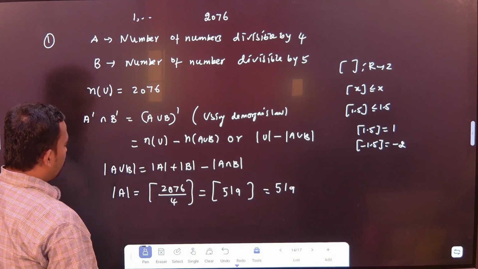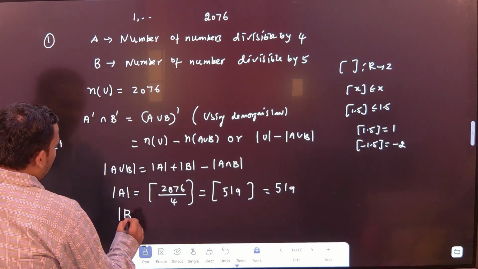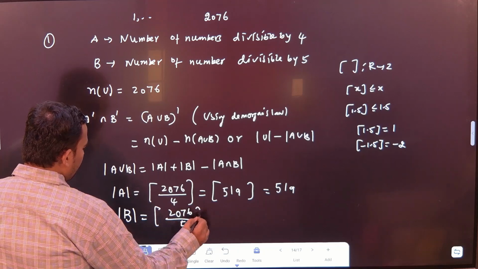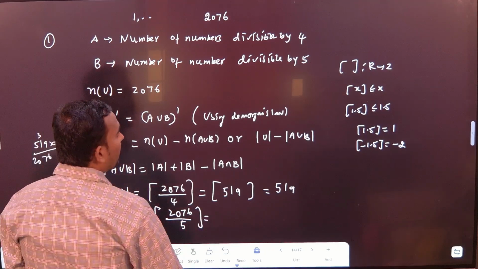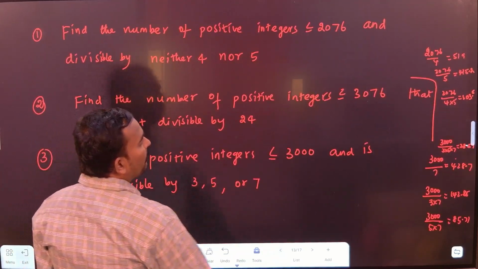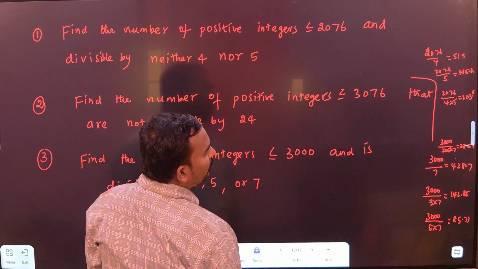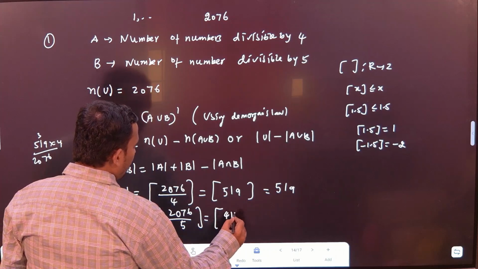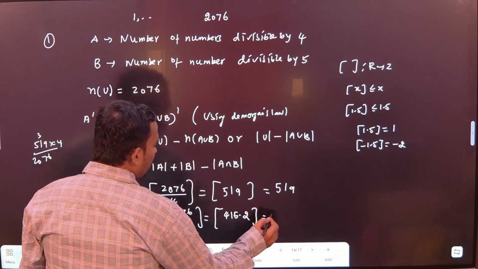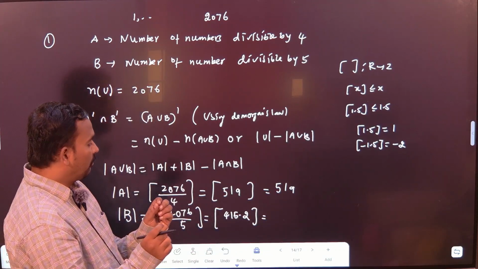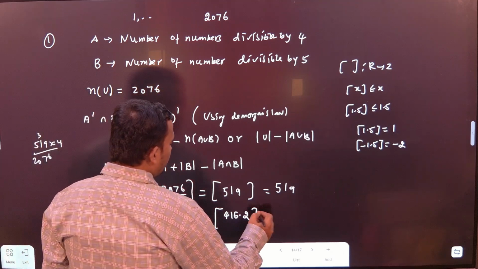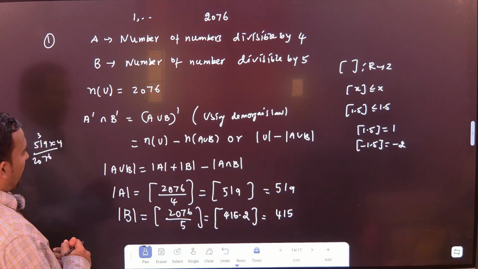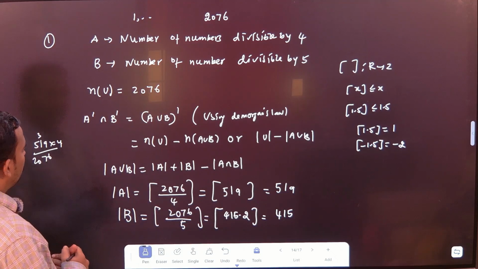So next you can calculate the cardinality of B. Take 2076 by 5. Then what's your answer? You get 415.2, approximately. What is the greatest integer function of 415.2? It is 415, right? Clear? Okay.